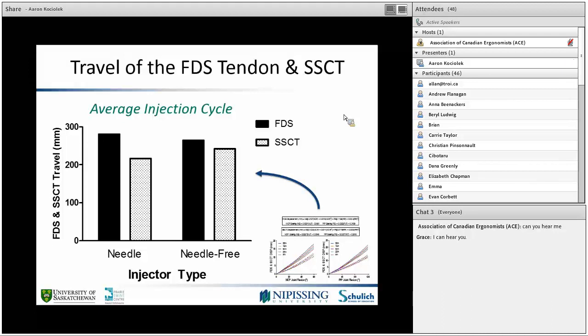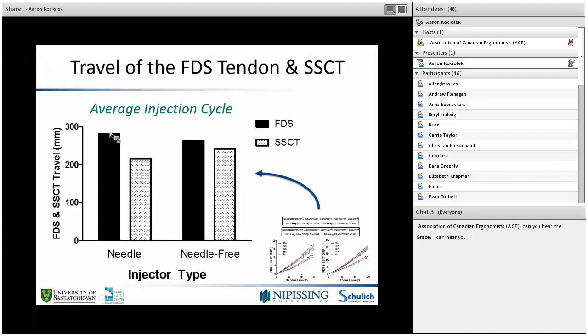So what I did here is I used my equations from ultrasound to predict what the overall travel of the tendon and the adjacent subsynovial connective tissue would be for an average cycle. So I have bars in 2 groups here. These are bars for the conventional needle injection method, and then bars here for the needle-free injection method, the new technology. If I could draw your attention to the black bars, this would be the cumulative travel of the tendon for an average cycle.